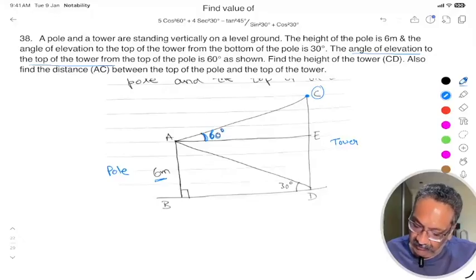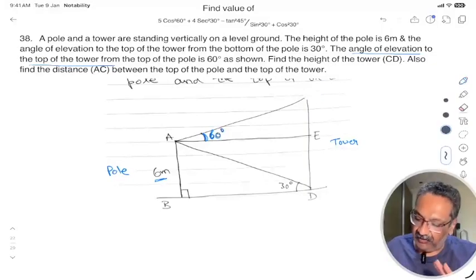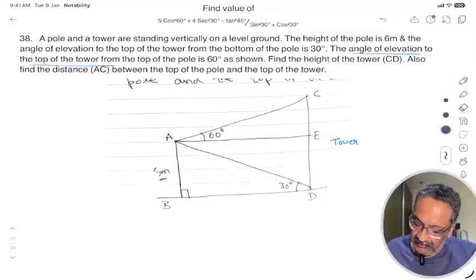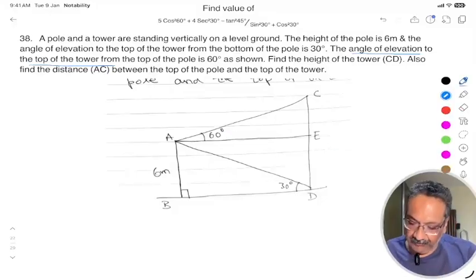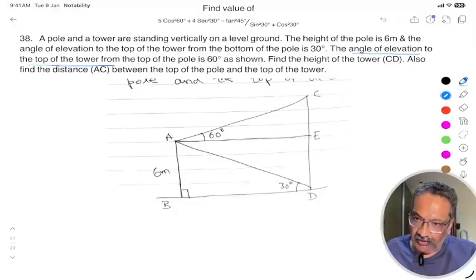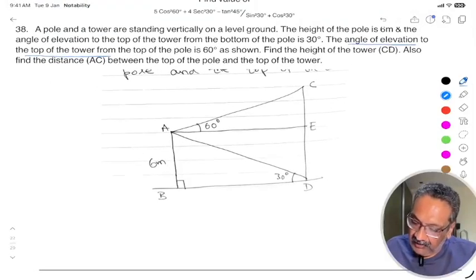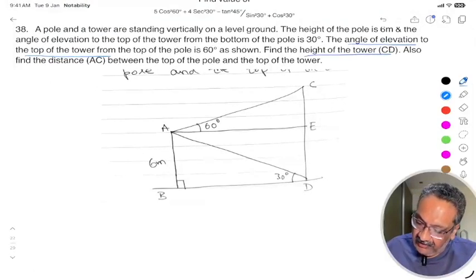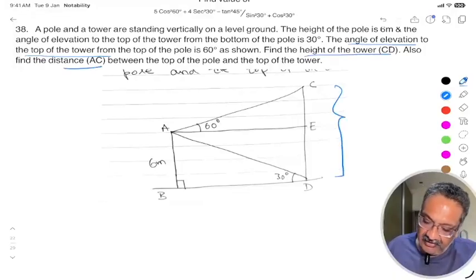From the bottom of the pole, 30 degrees. So this should be 30 degrees if you go according to this side, but we'll go according to the figure. Now, what they have asked, let's not worry about the wordings: the height of the tower CD, they want CD, and also find the distance AC.